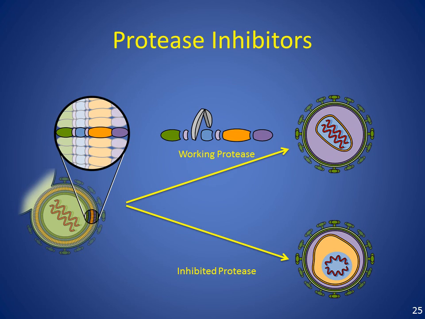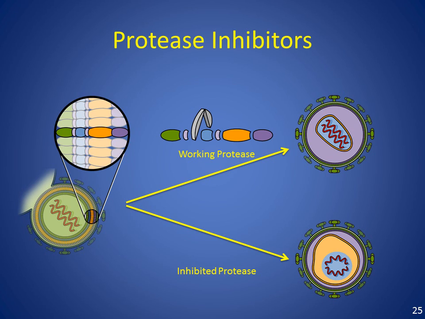Here is a picture illustrating this process. You can see on the left, on the surface of the HIV virus, the long protein chains that are all connected together. When protease is working, it acts as scissors that cuts up these pieces into their individual components that then come together to form a mature, working HIV virus.